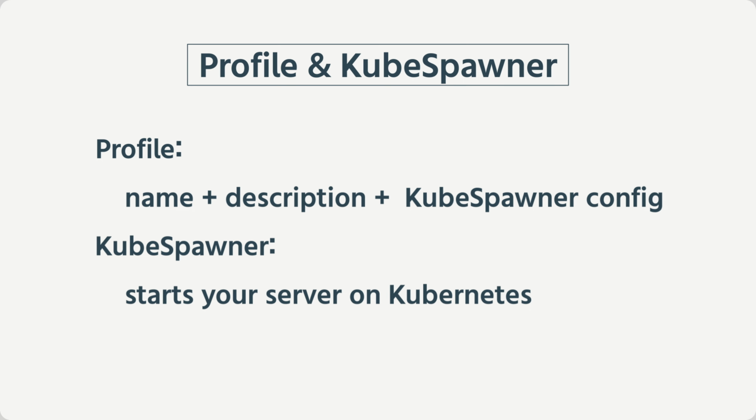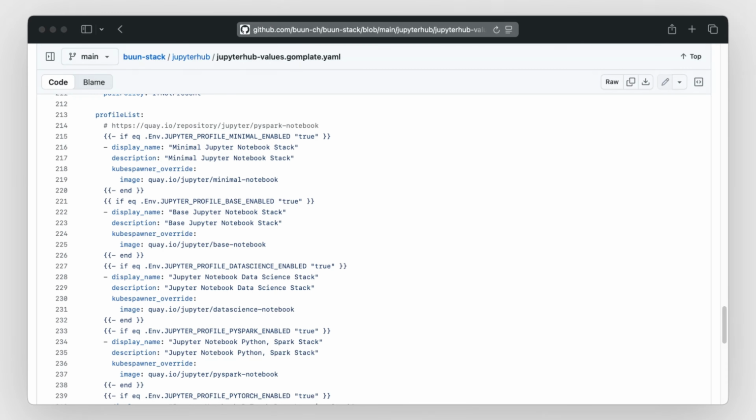A profile consists of a name, description, and a KubeSpawner configuration. KubeSpawner starts the server pods with the specified settings. Profiles are defined in the Helm values. Here you can see the profiles.